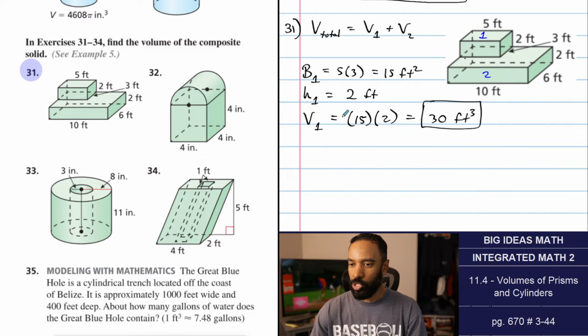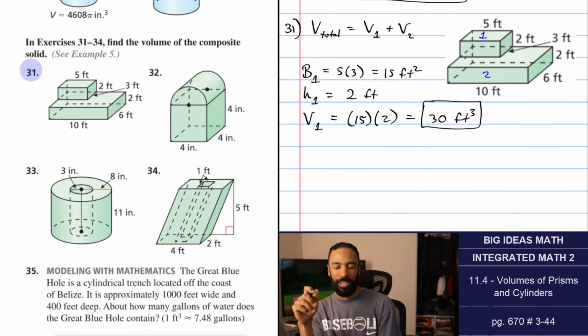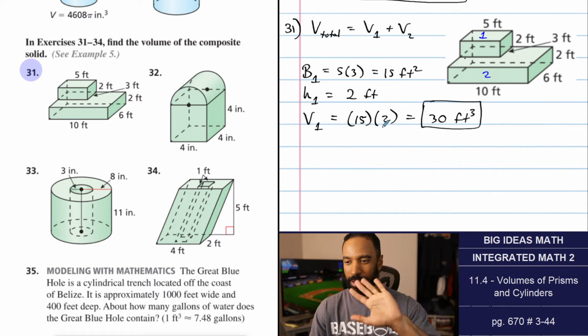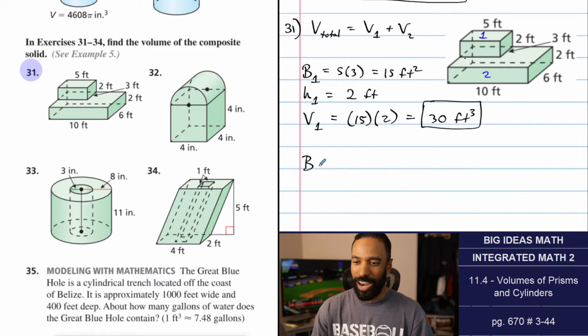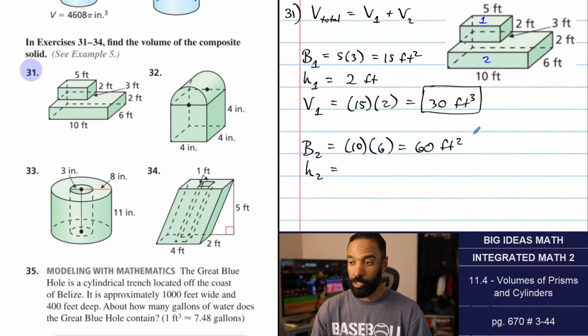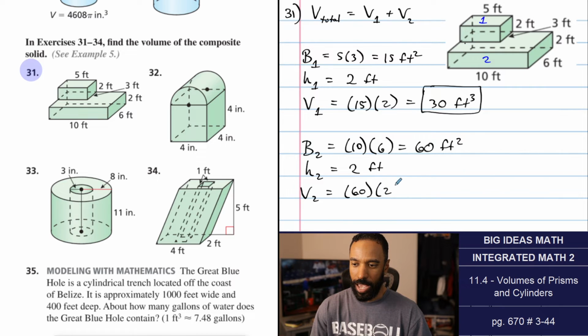Item 2. Item 2 has, in fact, it's double everything. I could tell you this answer now is going to be, I think it's going to be 150 cubic feet. Because I think everything's doubled. Oh, the height's not doubled. Never mind. Okay. Base area of 2 is boom, boom, 10 times 6, which is 60 square feet. The height of rectangular prism number 2 is also 2 feet. So the volume of object 2 is area of base times height, which is 120. Oh, it still is. Wait a minute.